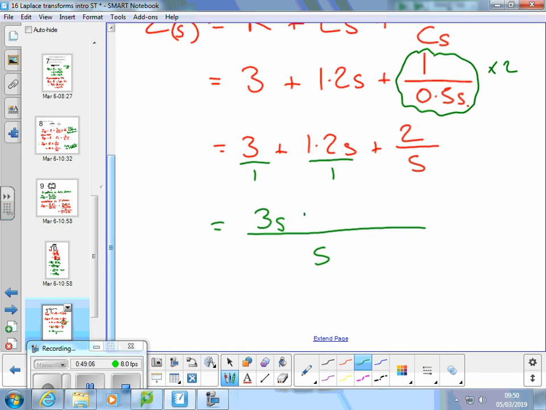Here, we've got multiplying the bottom by s to get the common denominator. So we've got to multiply the top by s. And that one is just a plus 2, because it's already got the denominator s. Okay? Happy?